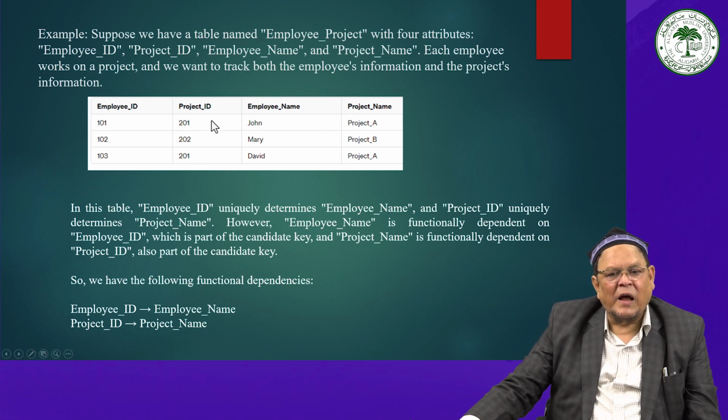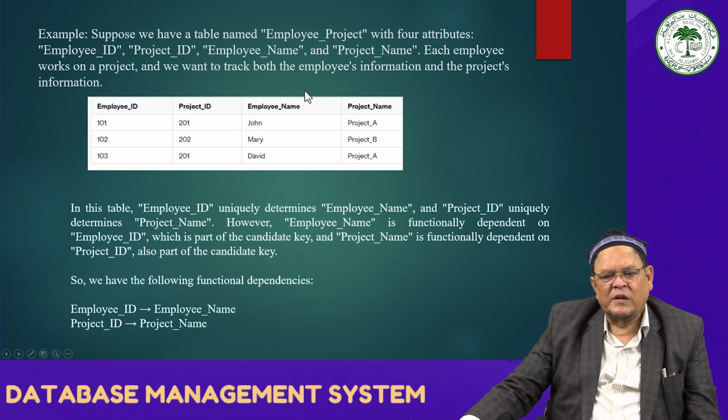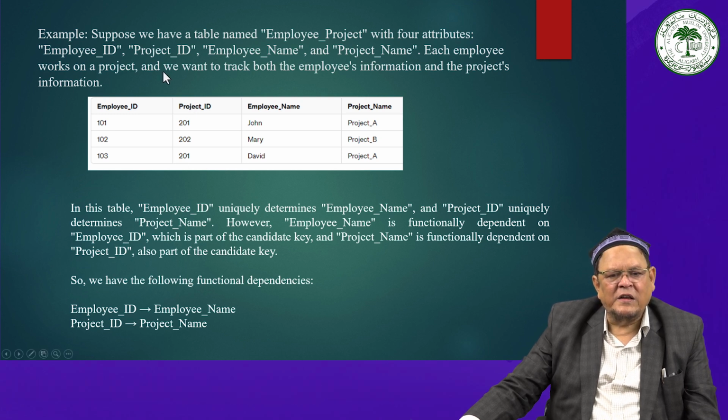However, you can say employee name is functionally dependent on the employee ID, which is a part of a candidate key, and the project name is functionally dependent on the project ID, which is also a candidate key. So we have the following functional dependencies: employee ID determines employee name and project ID determines project name.